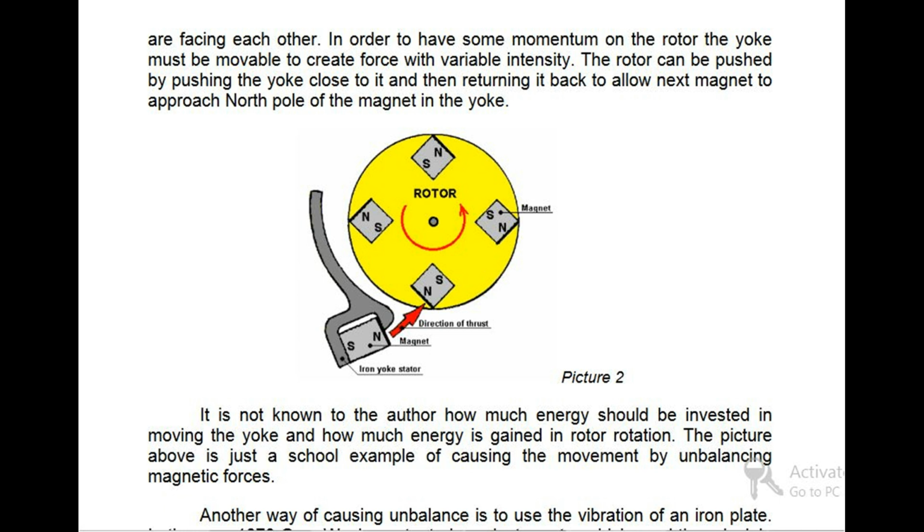It is not known to the author how much energy should be invested in moving the yoke and how much energy is gained in rotor rotation. The picture above is just a school example of causing the movement by unbalancing magnetic forces. Another way of causing unbalance is to use the vibration of an iron plate.